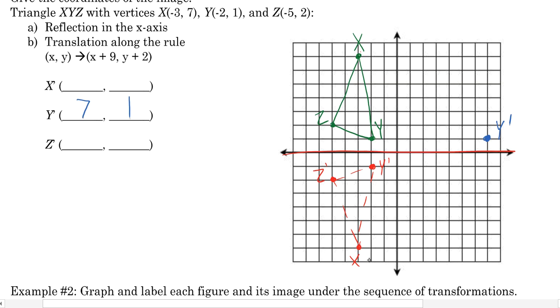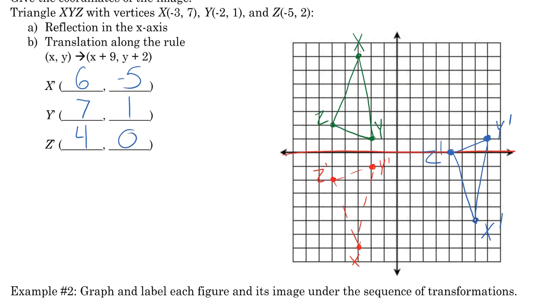If I were to do that same process with X, the image of X would be there, which would be 6, -5. And then Z, 1, 2, 3, 4, 5, 6, 7, 8, 9, and 1, 2. The image of Z is there, and that would be at 4, 0. And I should notice, if I did everything correctly, that I have two congruent figures that I have just performed a sequence of transformations with.